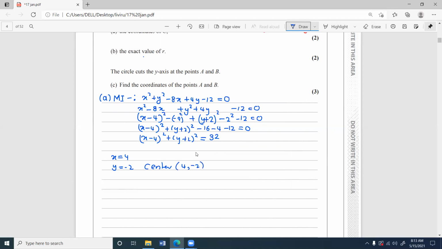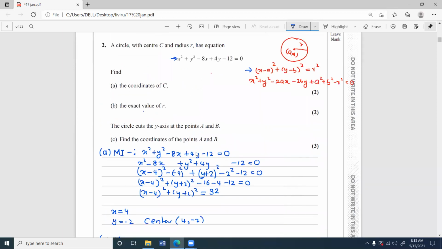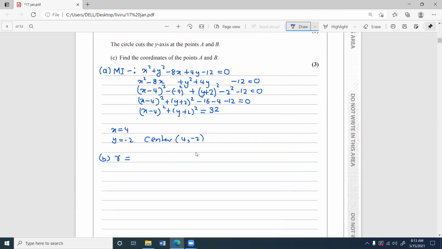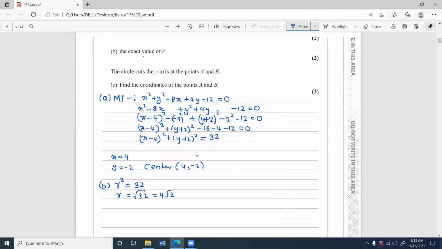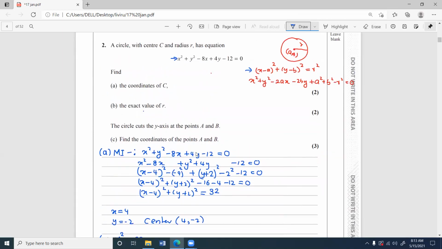And part B, they ask about the radius, R. So you know that according to this expression, it is R squared. So R squared is 32. With that, you can say R equals root 32. Root 32 is 4 root 2. That is the factor to understand with this question, right? That is the first method.